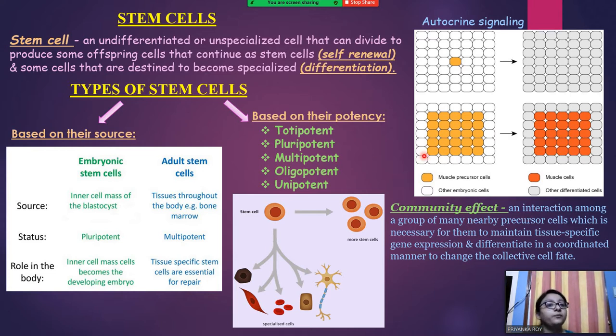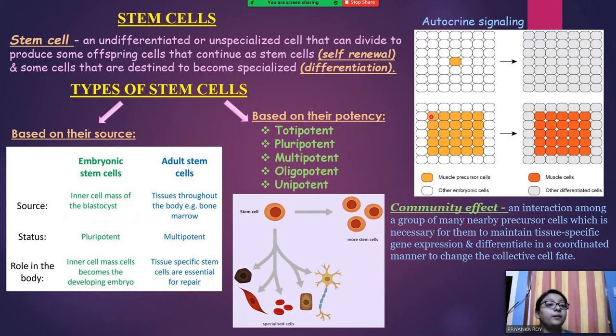So what is the community effect? Here you can see that there is only one muscle precursor cell. That means it will ultimately differentiate into a muscle cell. But it is not forming a muscle cell. It is forming something else. These are other differentiated cells. Gray color.